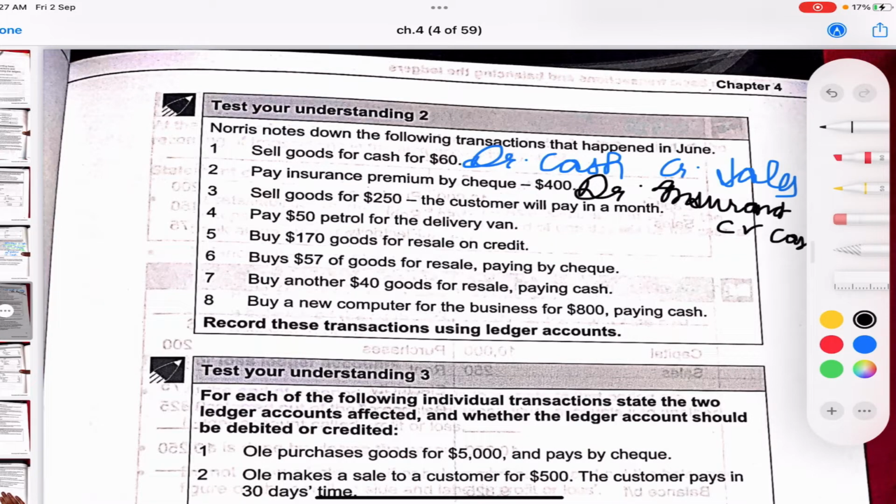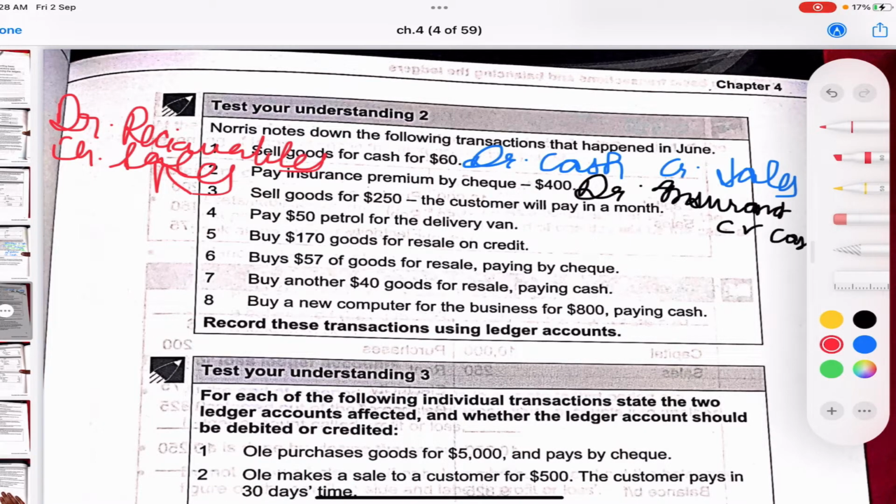So let's just discuss them. The third one, what is the third one? Sell goods for $250. The customer will pay in a month. So what is third? Debit the receivables and credit the sales revenue, right? I hope that's clear. Fourth one, pay $50 petrol for the delivery van. Okay, so what should the answer be for this?